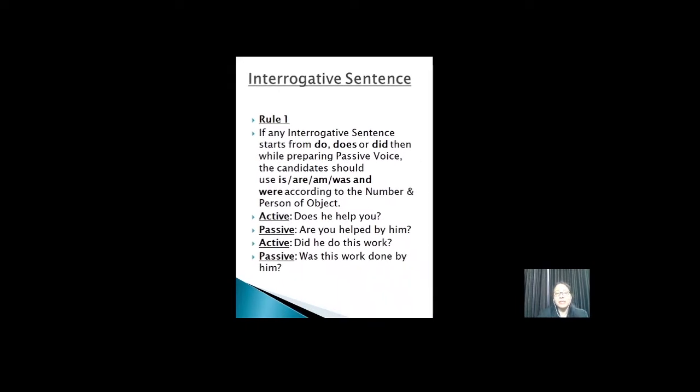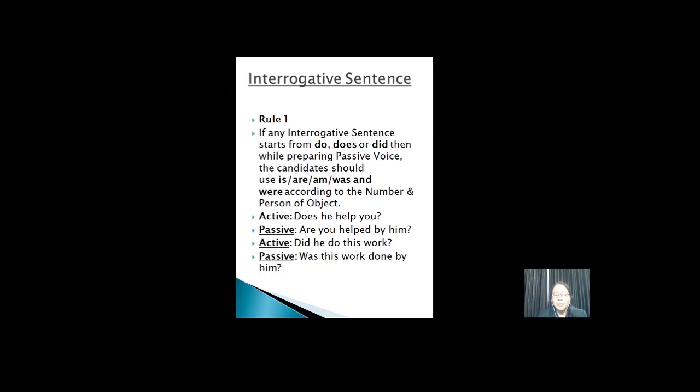Now next we have interrogative. So here I have given rule 1, rule 2, rule 3. In rule 1, if any interrogative sentence starts with do, does or did, that means simple present or simple past. Then while preparing passive voice, the candidates should use is, am, are or was and were according to the number and person of the object. So the first sentence is active voice.